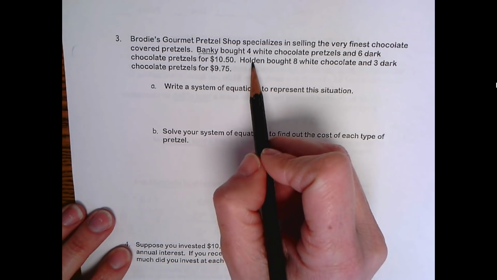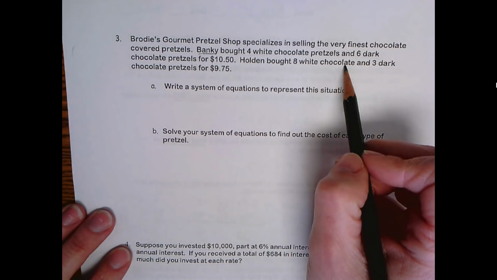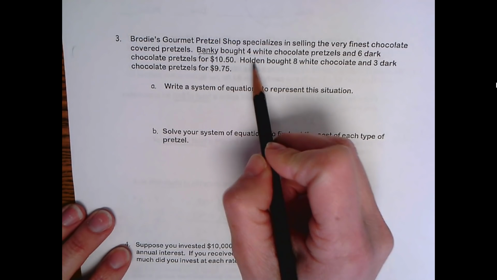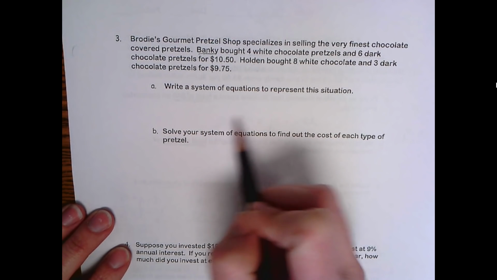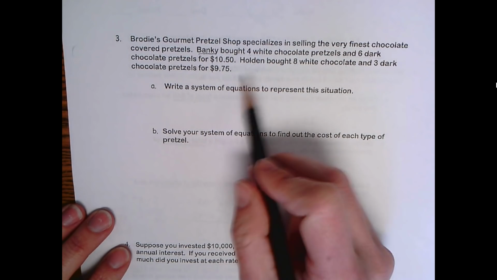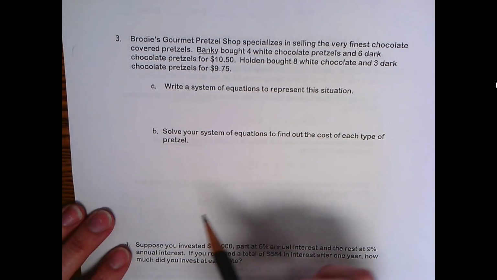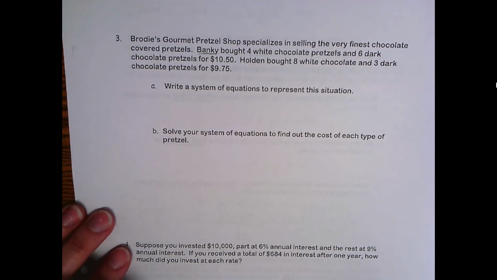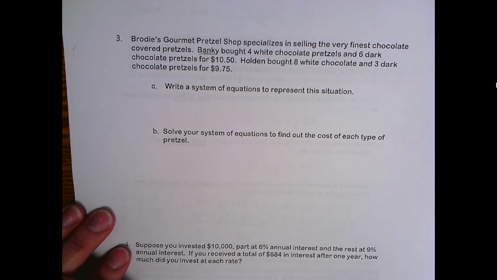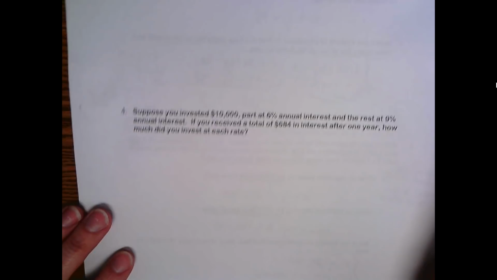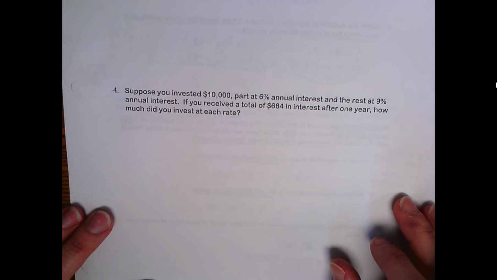Then we have another situation. Holden bought 8 white chocolate and 3 dark chocolate pretzels for $9.75. That's the total. So Holden will represent the second equation, his situation, what he bought and what it cost. So I'm just giving you the background. That one then you should be able to try to go through. And then I'm going to give you one more pointer so that you guys can get moving on this and see what you can do.